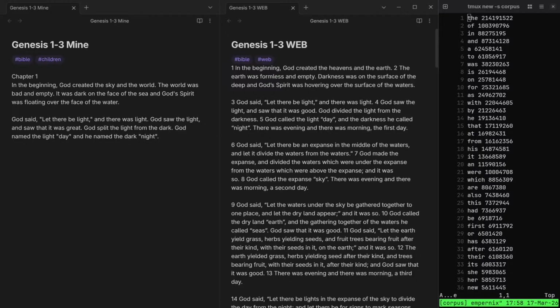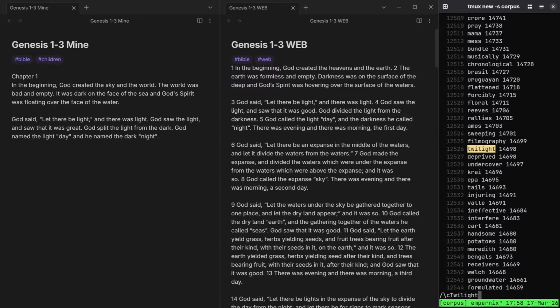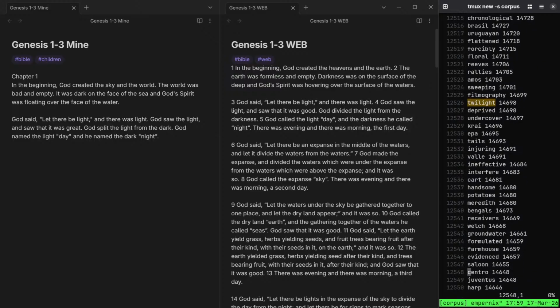Oh, but twilight's pretty common, actually, because of popular culture. I mean, not necessarily in Wikipedia, but... No? Okay, so I did misspell twilight. Okay. Floral is more common than twilight. Brazil is more common than twilight. Bundle, which is not so bad. Chronological is more common. Undercover, but then again, cart, which you see in stories all the time, is less common than twilight. Potatoes, Welch.